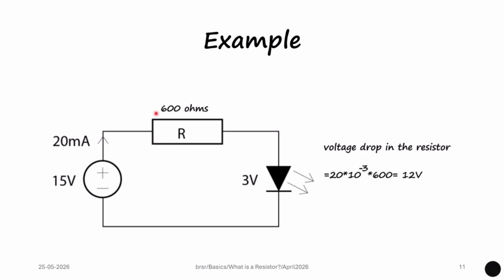So if we connect, for example, a 600 ohm resistor, then the voltage drop across this resistor will be given by I into R. If there is a 20 milliampere current flowing through the circuit, the voltage drop is I into R, that is 12 volts. In other words, the value of resistor required to drop 12 volts can also be calculated. But this is just to show an example that the required value of voltage for a particular application can be obtained by dropping the excess voltage in a resistor.